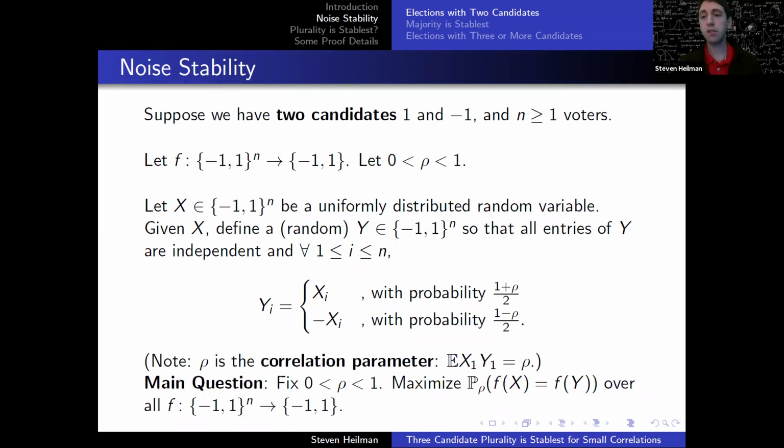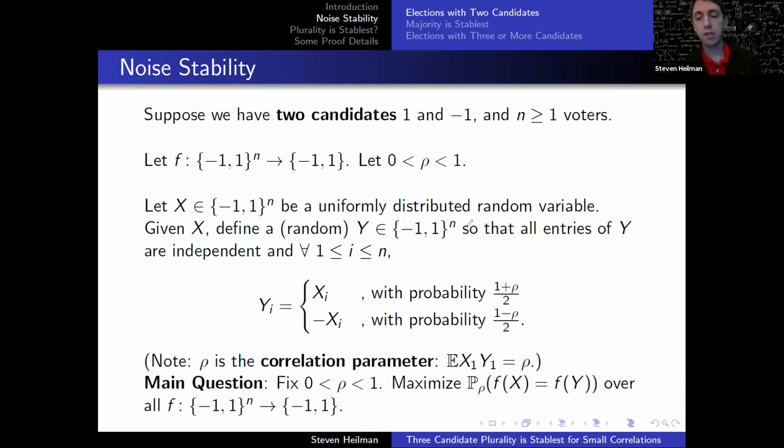Okay, so this is our main question. Main question is we have our original votes x. We look at f of x, so that's the winner of the election with the original votes, and then we compare that to f of y, so y are the corrupted votes. We're comparing f of x, the winner of the original election, to f of y, which is the winner of the corrupted election.